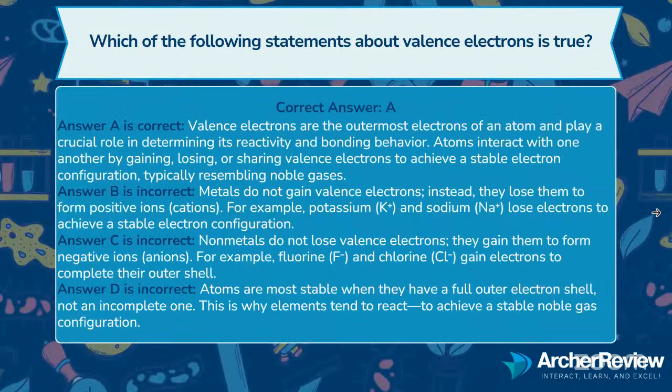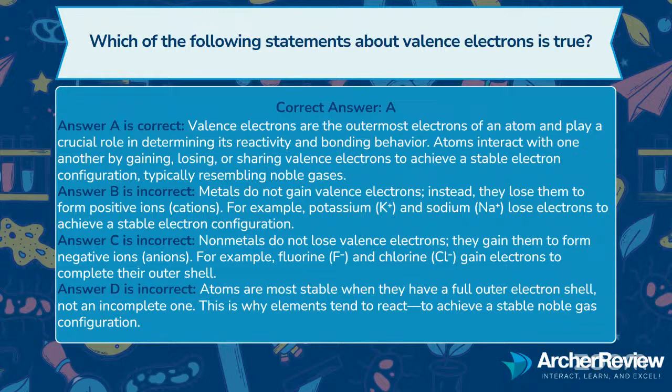Hey, our correct answer, hopefully you chose, was A. And I know many of you did. So well done. You're really doing an excellent job today. So remember that valence electrons are the electrons in the outermost shell of the atom, and they are responsible for the bonding behavior of that atom and how reactive it is. So they're going to interact with one another by sharing valence electrons, losing them, or gaining them. And they do this to achieve a stable electron configuration. Okay. And what that looks like is typically resembling noble gases.